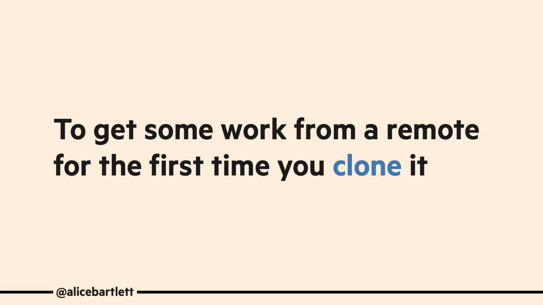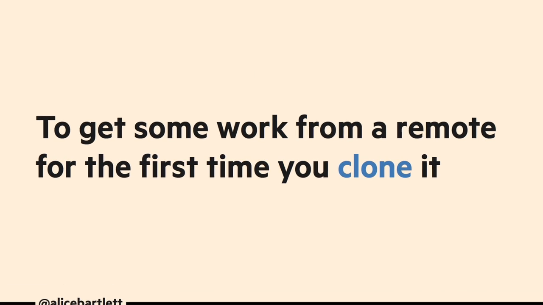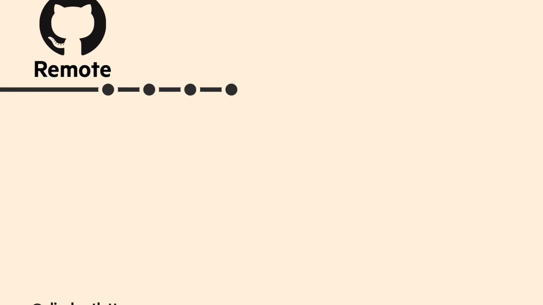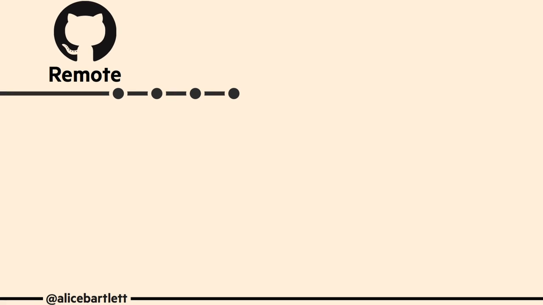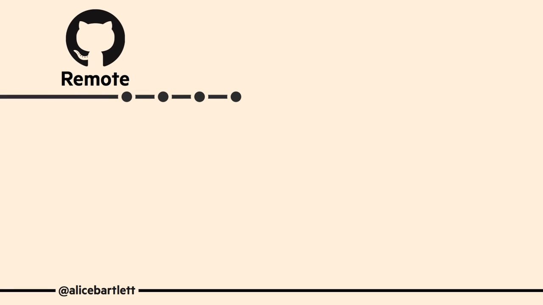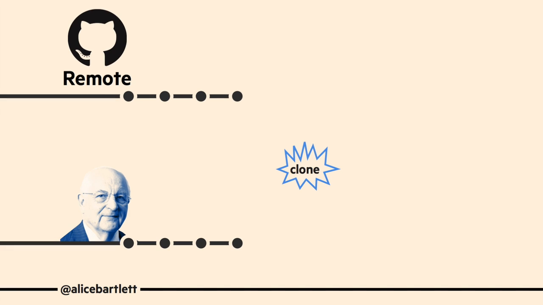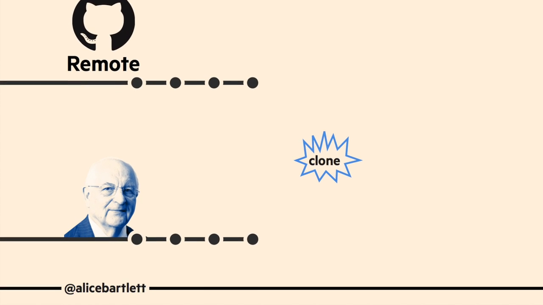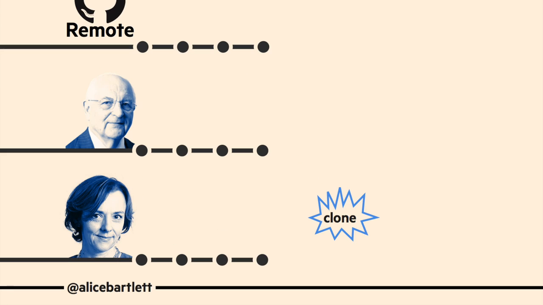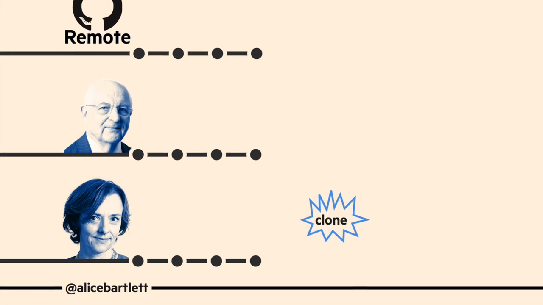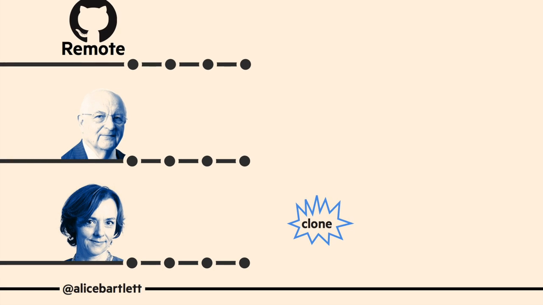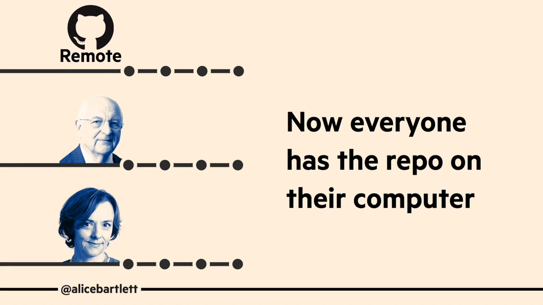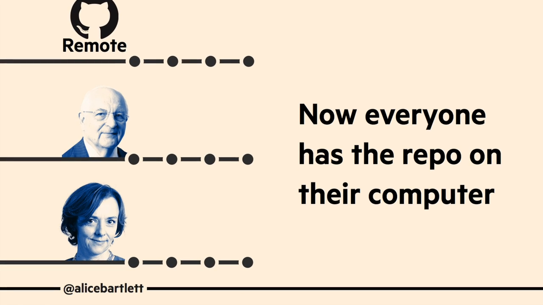So to get some work from your remote for the first time, you have to clone it. So here's our remote. There's GitHub's logo, that cat thing. And so say if FT columnist Martin Wolf wanted to get the commits from a remote onto his computer, he can clone them. And then if FT columnist and National Treasure Lucy Kellaway also wanted that code on her computer, she would also clone it as well. So now there are three places where this repository exists.